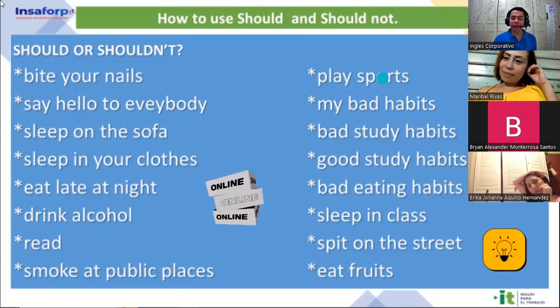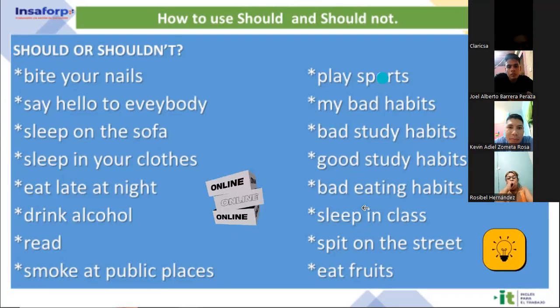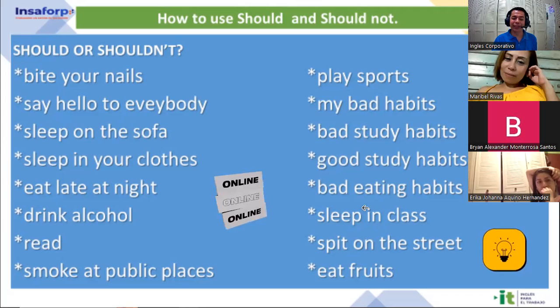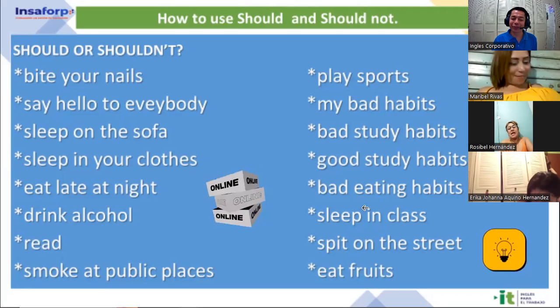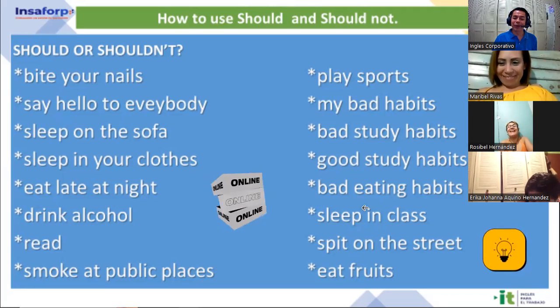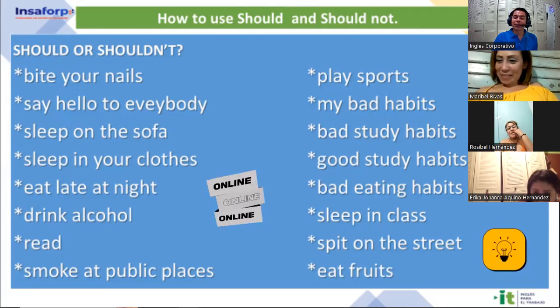Sleep in class, okay? Dormirse en clase, por cierto. Vamos a chequear si alguien está durmiendo. Ah, Rosy, ya la vimos, Rosy. Sleeping class. Tranquila, no me preocupes, hasta ahora todos tenemos sueño. Don't worry. No, don't be sorry. Estoy molestándola, Rosy. No hay problema, sí. Ok.